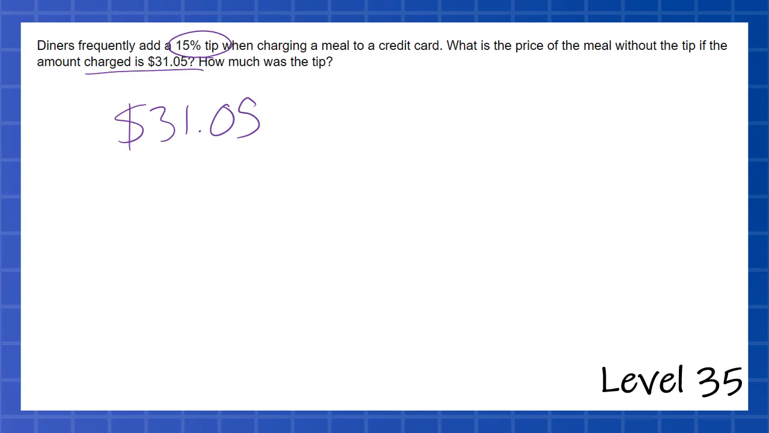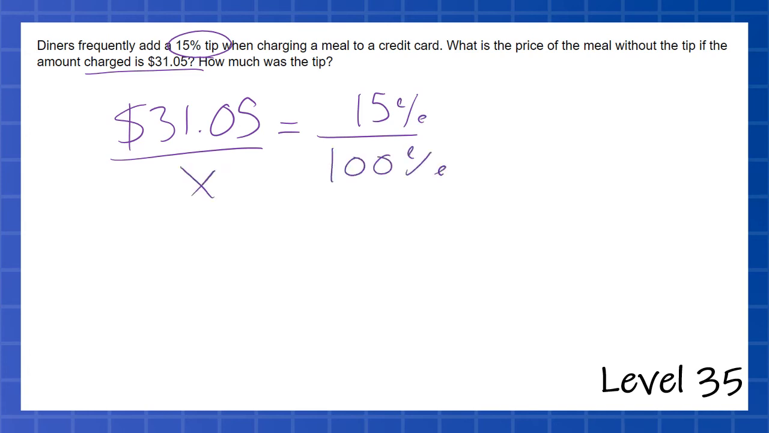Okay, so if that's including tip and we want to know how much was the tip, we can set up a percent problem, but I want you to notice this is not 15%. Okay, if we set it up as 15% over 100%, and we try to find this, what we're going to find is that we were charged $31.05, but it actually cost us hundreds of dollars to eat this meal.